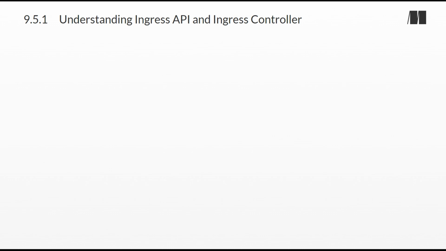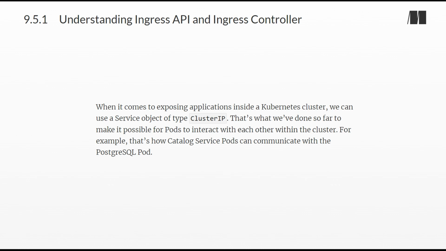Section 9.5.1, Understanding Ingress API and Ingress Controller. When it comes to exposing applications inside a Kubernetes cluster, we can use a service object of type ClusterIP. That's what we've done so far to make it possible for pods to interact with each other within the cluster. For example, that's how Catalog Service pods can communicate with the PostgreSQL pod.